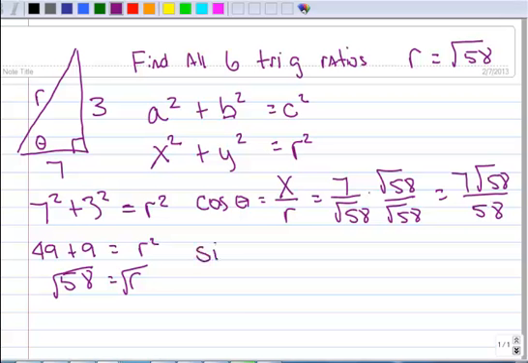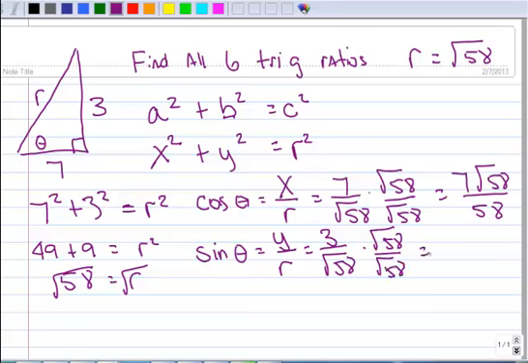Now let's do the sine. Sine of theta, the ratio of that is y over r. And the y is 3. So 3 over the square root of 58. And rationalize that, just like we did with the last one. So we end up with 3 times the square root of 58 over 58.